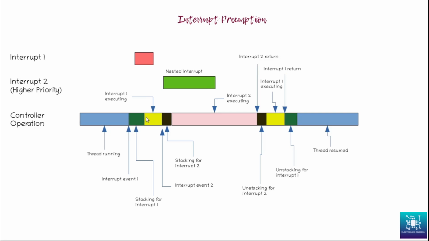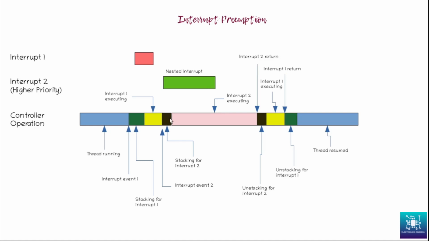Interrupt 1 is executing here and then the second interrupt comes in, which is of a higher priority. The moment that happens, the interrupt 2 event stops interrupt 1. Interrupt 1 is stopped and the stacking starts for interrupt number 2. There's a very specific reason why I have made the length of stacking between this area and this area different. This is not a mistake.